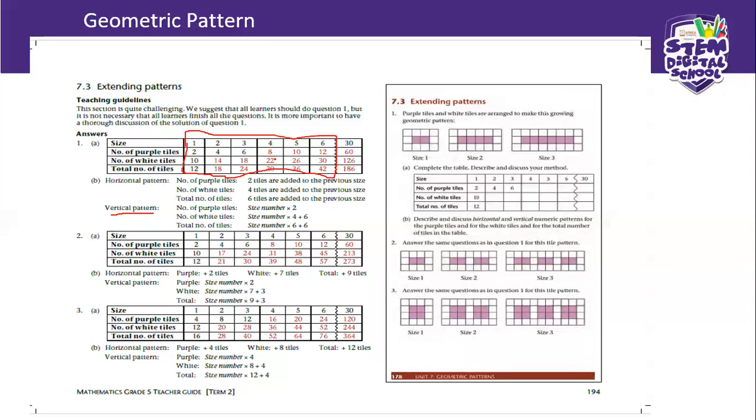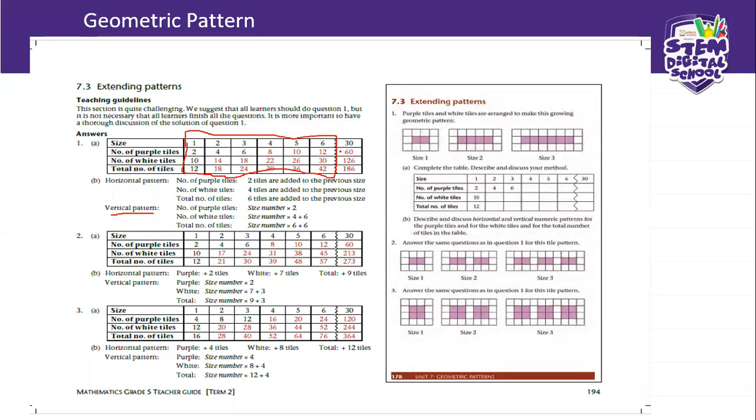Multiplied by 4, then I add 6. Size number multiplied by 4, then I add 6. 4 times 4 is what? 16. Plus 6 is what? 22. That's the vertical pattern that keeps on working here. 4 times 4 is 16. Plus 6 is 22. 3 times 4 is 12. Plus 6 is 18.